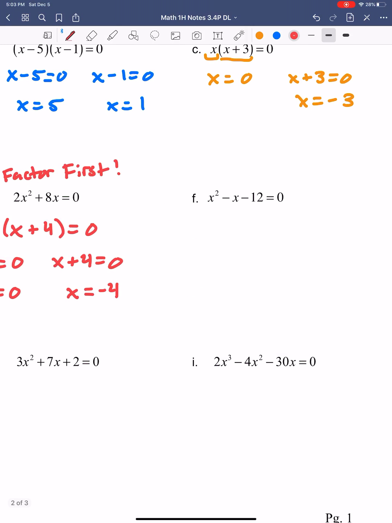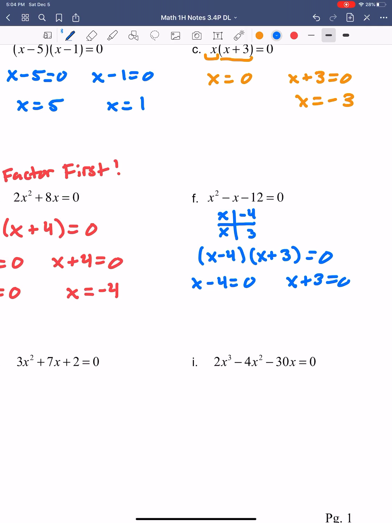Going to letter F, again, we've got a trinomial here that's not factored. So I'm going to go ahead and use my t-chart to factor here. Hopefully you're getting quicker at the t-charts, right? And if not, that's fine. Take your time. I'm going to go through it quickly just for the sake of time here. This would turn into negative 4 and positive 3. And so we'd have x minus 4 and x plus 3 equals 0. And then I would set both of those equal to 0, two separate equations, and solve. So I'd get x equals 4 and x equals negative 3.